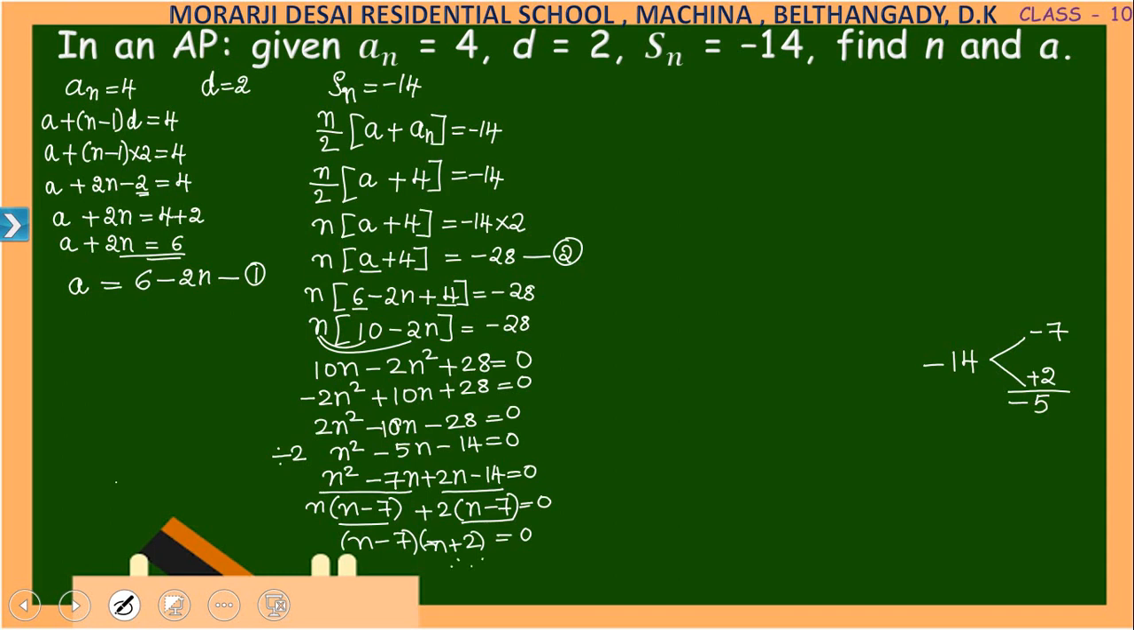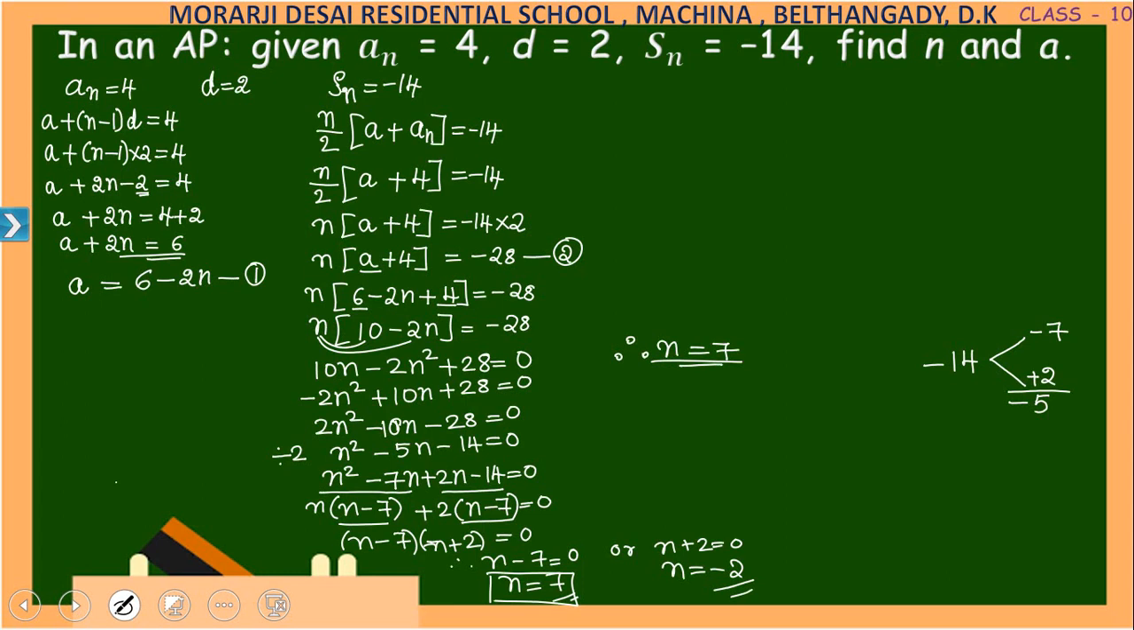Therefore, either n minus 7 is equal to 0 or n plus 2 is equal to 0. If n minus 7 is equal to 0, then n is equal to 7. If n plus 2 is equal to 0, then n is equal to minus 2. Number of terms cannot be negative. So the value of n is 7. Therefore, n is equal to 7.